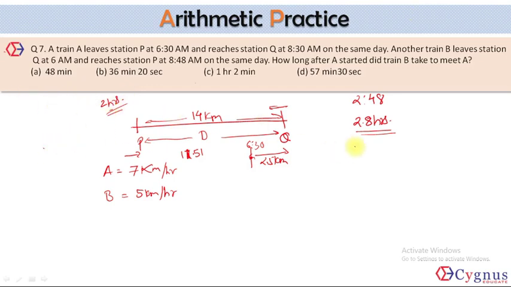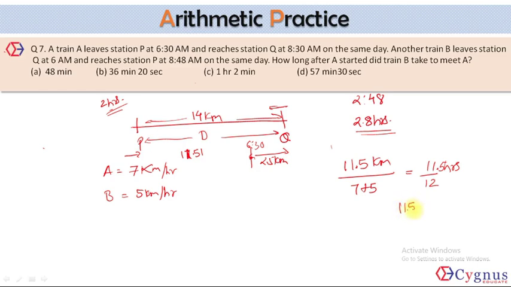How much time will they take? The simple concept of relative speed: 11.5 kilometers with a relative speed of 7 plus 5. 7 plus 5 will give you how much? 12. So they'll take this many hours. 7 plus 5 was 12, and this was 2.5. 14 minus 2.5 is 11.5. So 11.5 by 12 hours.